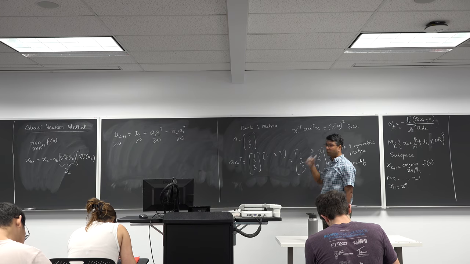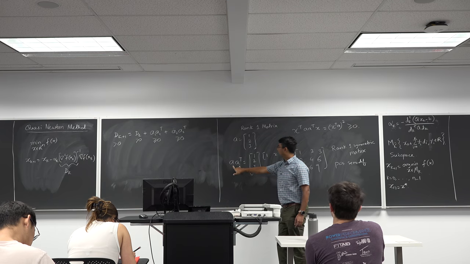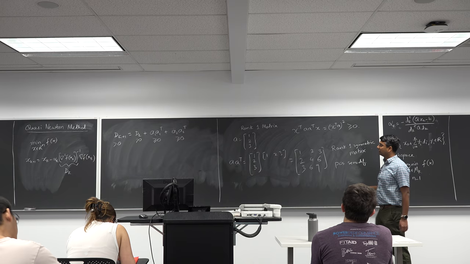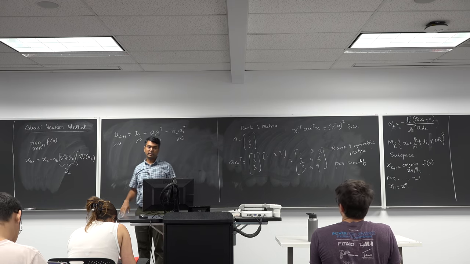So what you need to brush up, or what you need to internalize until the next class, is that this is a rank one symmetric positive semi-definite matrix. That's all you need to internalize. And then we'll talk about how the quasi-Newton method works. Thank you.